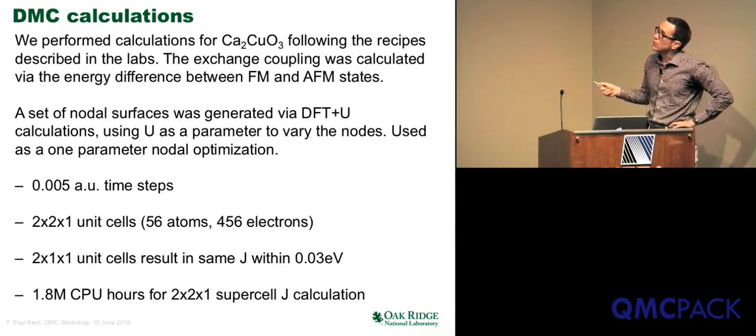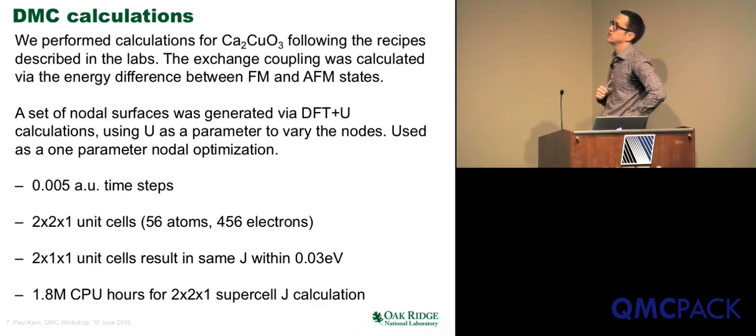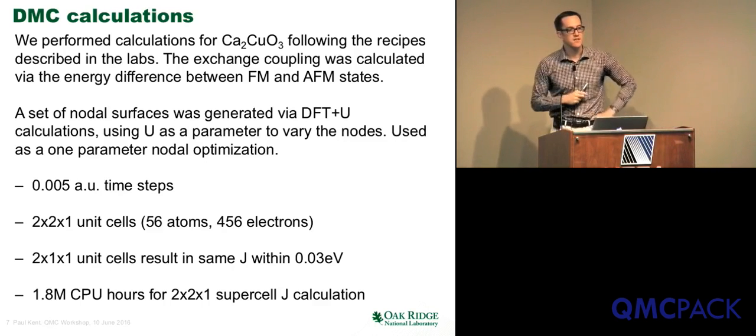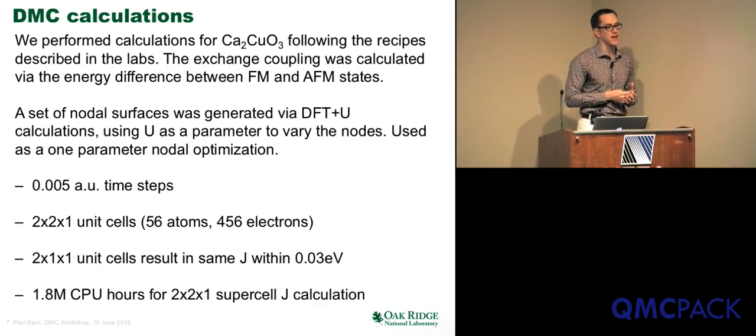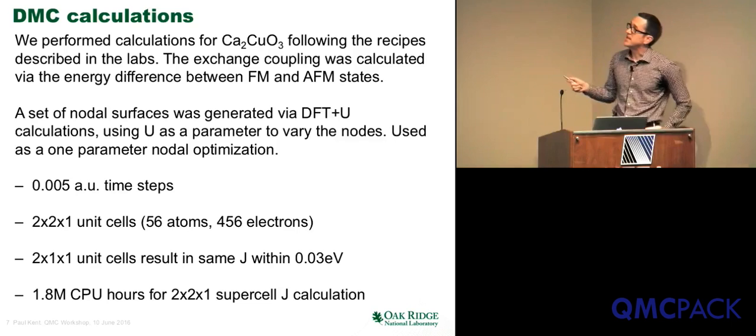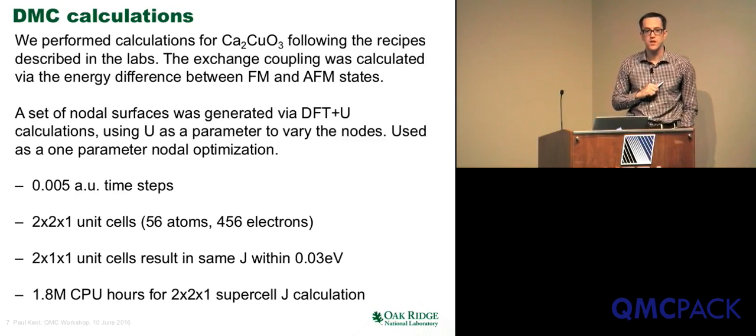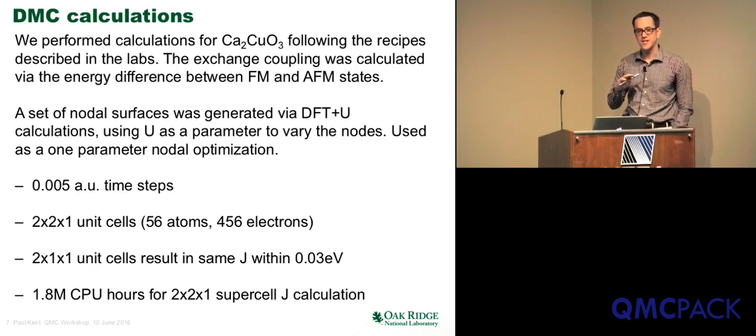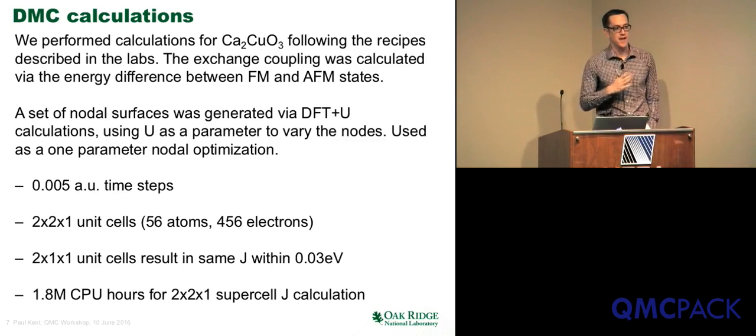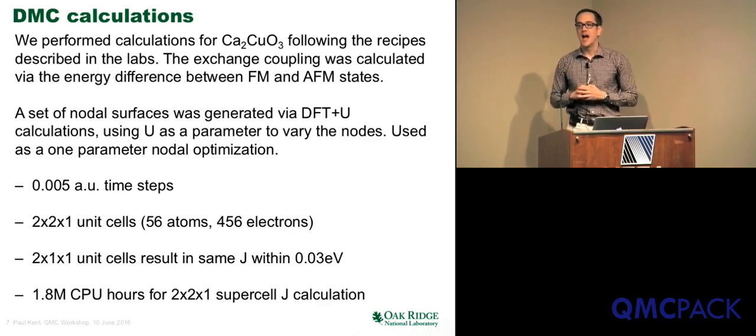One thing that we also did is we did a very simple optimization of the nodal surfaces. And this is something that's quite standard in the field now, which is one uses a DFT plus U. One can also use hybrids. But now we're just using these as a simple parametric scan to generate different nodal surfaces. So we run with U of 1, 2, 3, 4, 5, 6, 7, 8, 9. And we're going to feed those into the diffusion Monte Carlo.